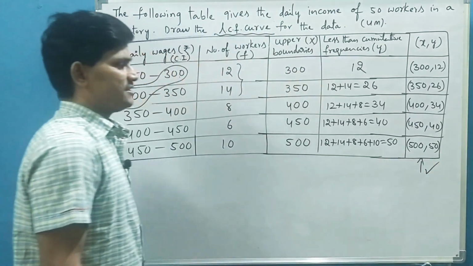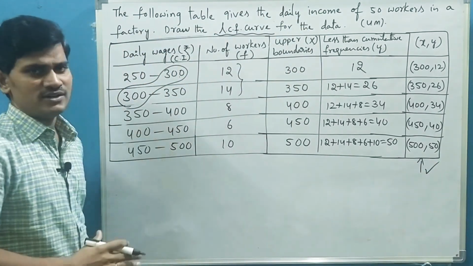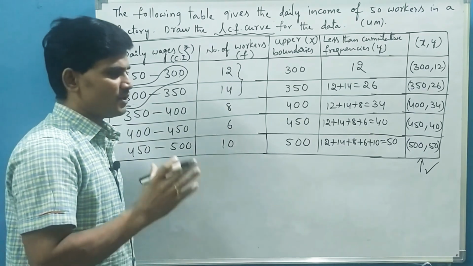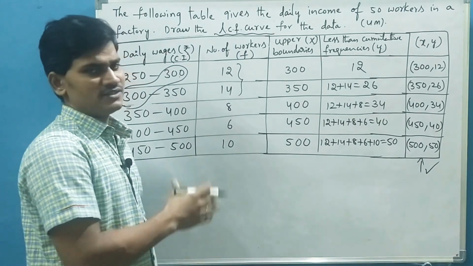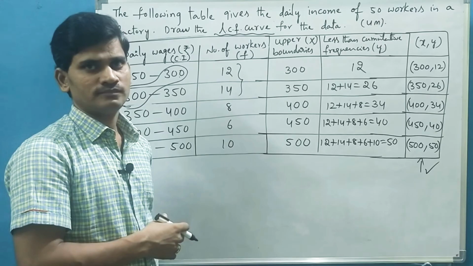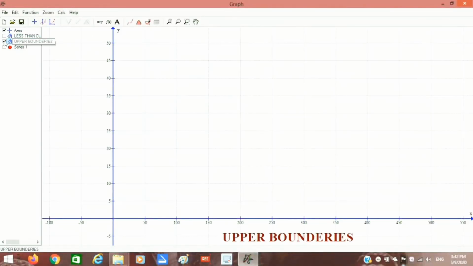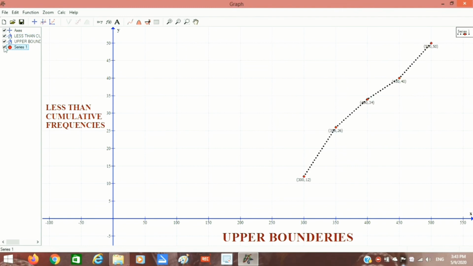Now next, we have to plot all these points on the graph by taking a suitable scale on the coordinate axes. Let us see how we plot those points on the graph. On x-axis, take upper boundaries. On y-axis, take less than cumulative frequencies with a suitable scale, plot all the points and join with a smooth curve. You will get an S-shaped smooth curve, which is called the less than cumulative frequency curve or Ogive curve.